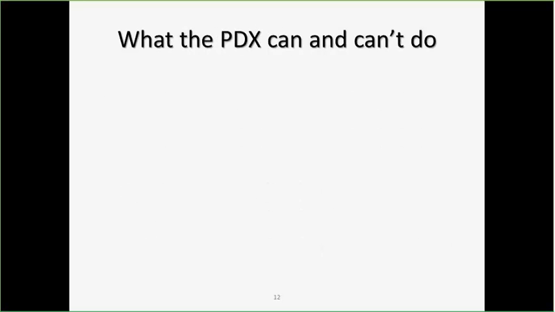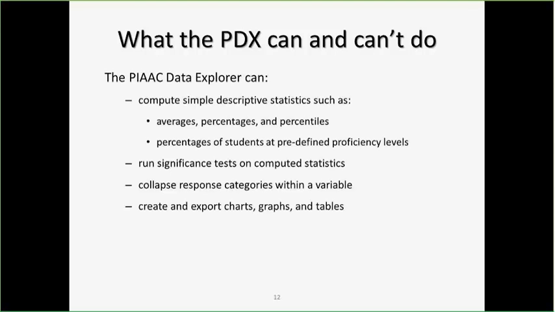I just wanted to give you a brief idea of what it can and can't do before I get started. It's basically a simple descriptive statistics program in that you can do averages and percentages. You can do percentiles and the percentage of students at predefined proficiency levels, which I'm assuming you all are fairly familiar with now. PIAAC has 5 levels in literacy and numeracy, and generally level 2 and below is considered low skilled in literacy and numeracy. You can also run significance tests on the types of statistics that you're running.